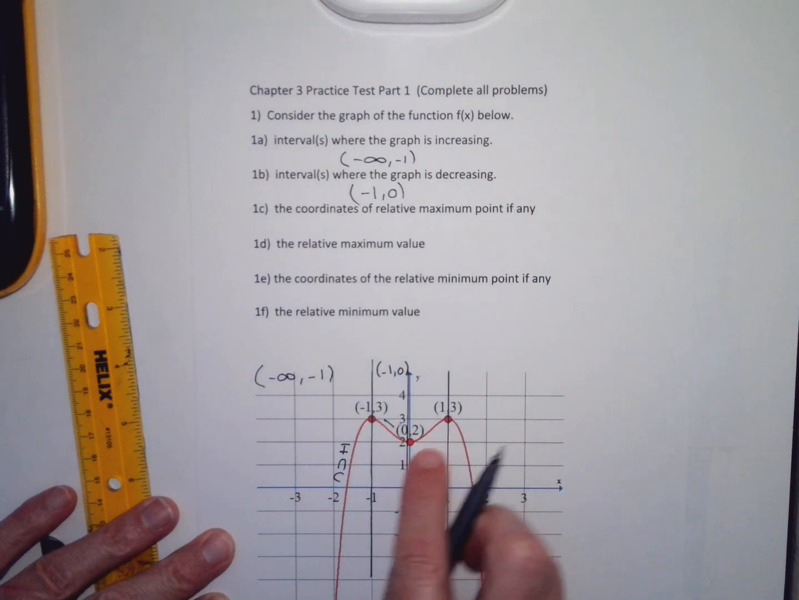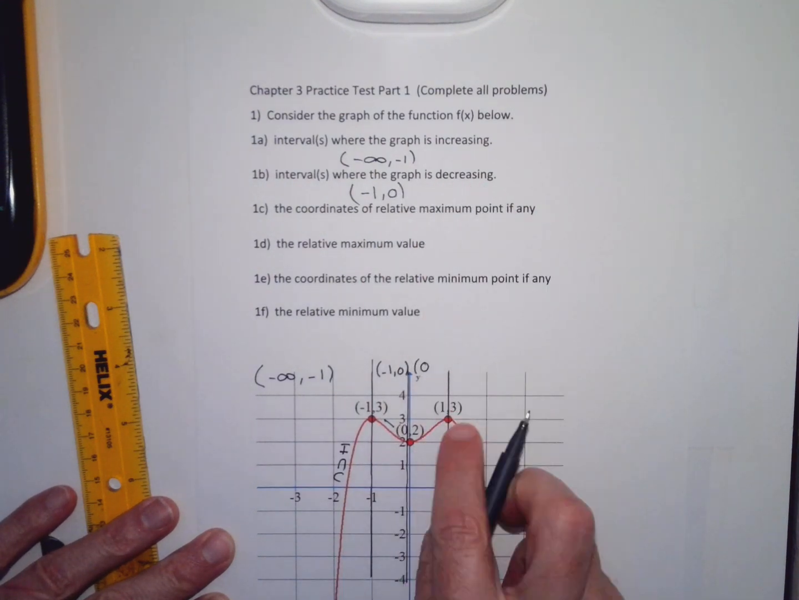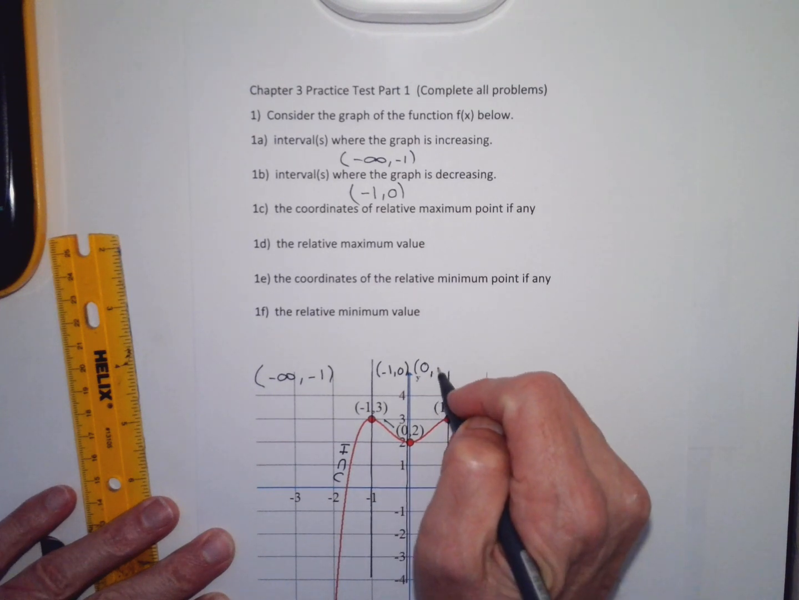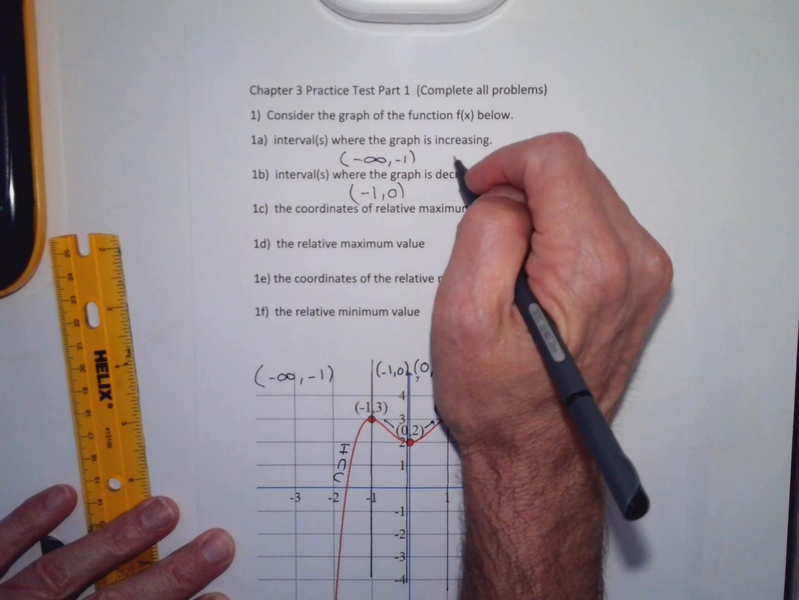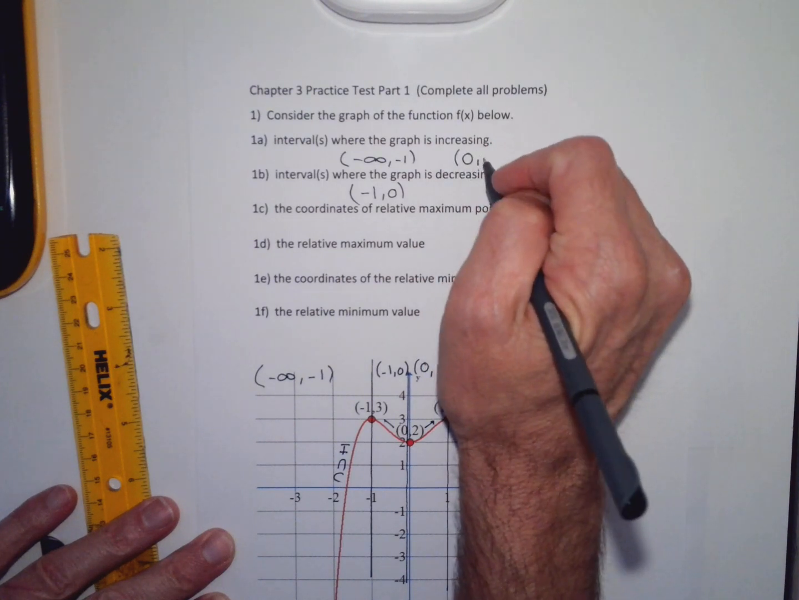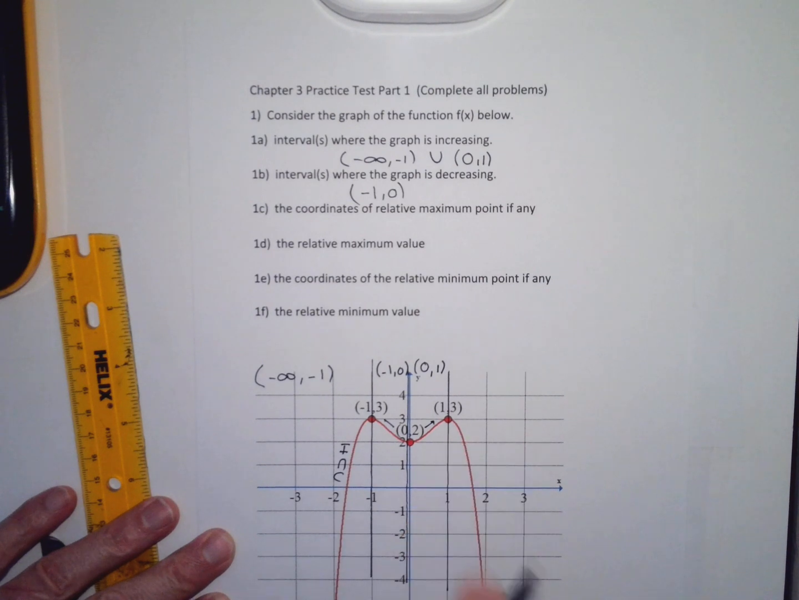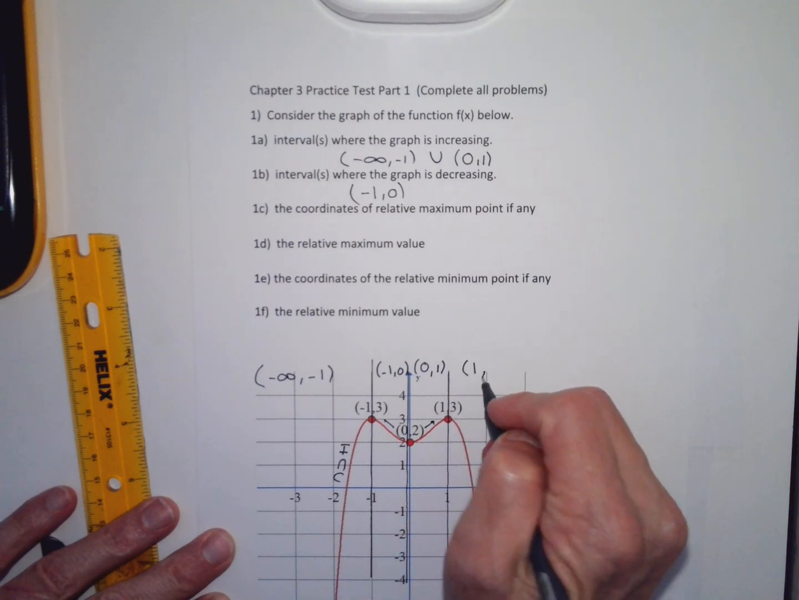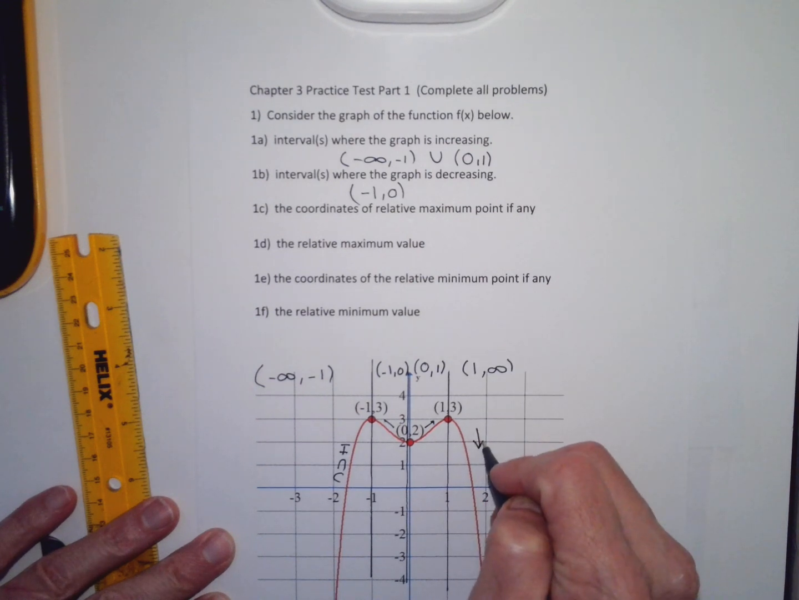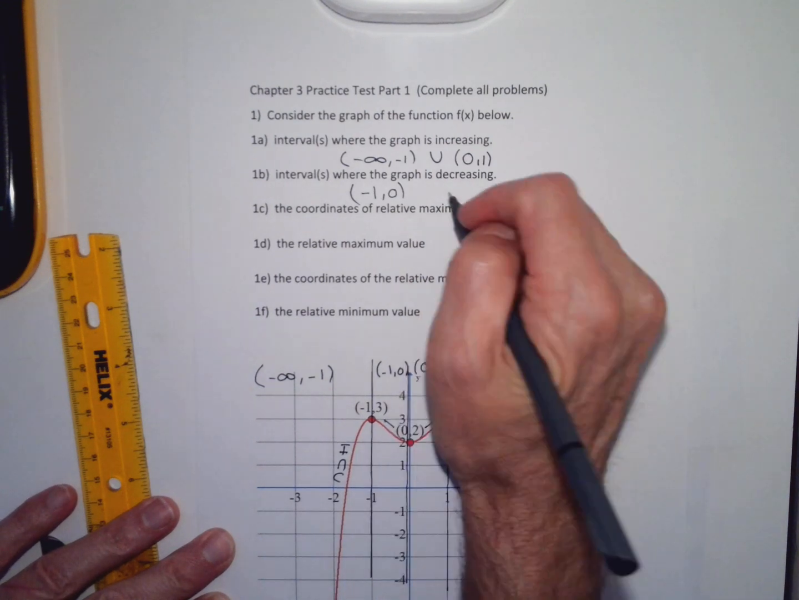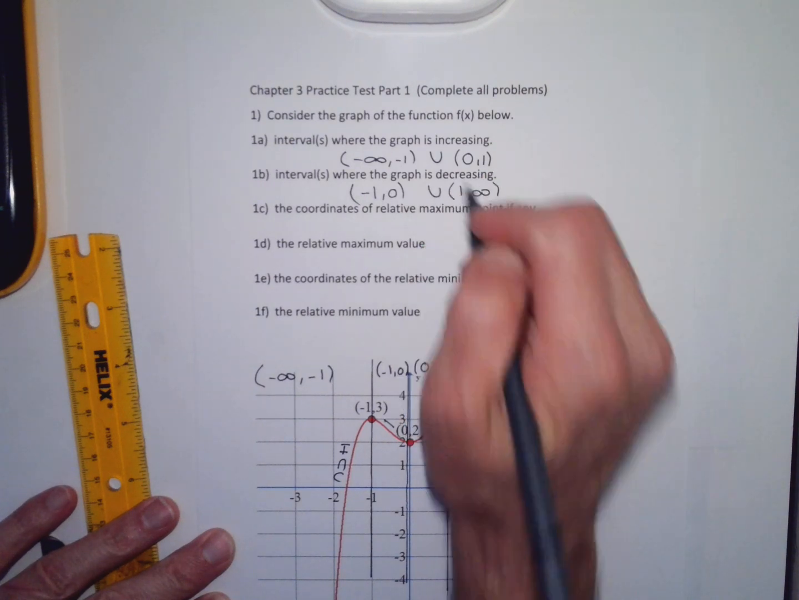Third interval goes from the x-coordinate of this minimum point, which is 0, to the x-coordinate of that maximum point, which is 1. That's another increasing interval, so I'm going to put that in my increasing interval, put a union between. The last interval goes from the x-coordinate of the maximum point all the way to the end of the graph. That's going to be 1 to infinity. That's another decreasing interval, so I'll put that 1 to infinity in my decreasing, put a union between.